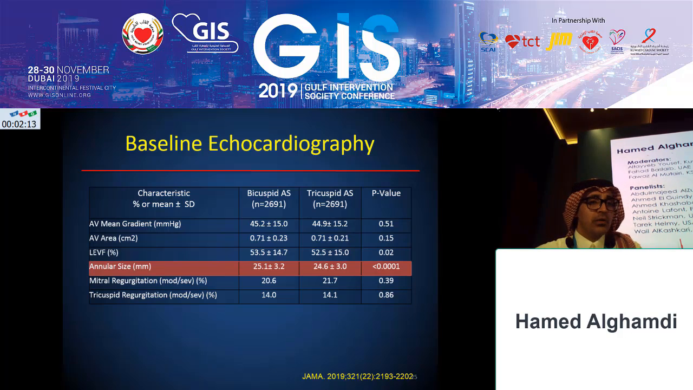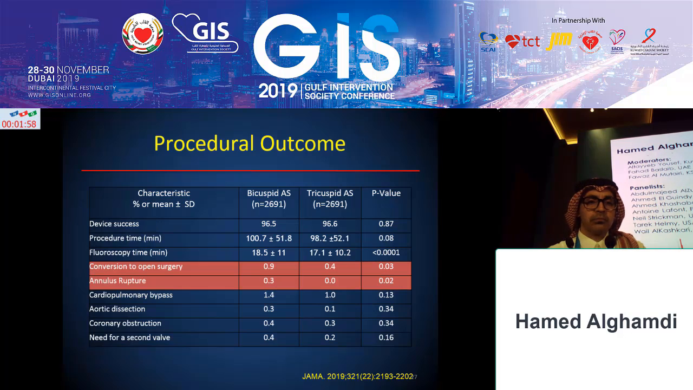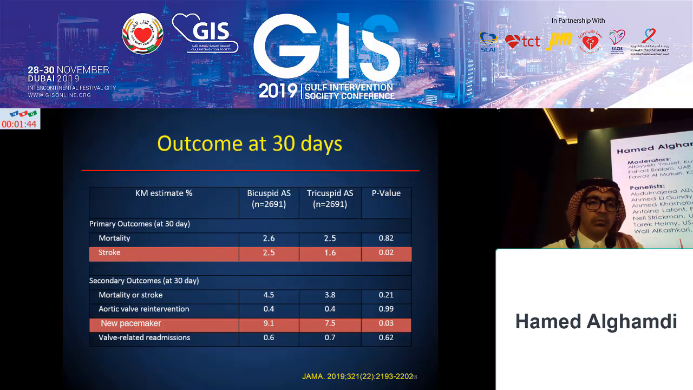Echo showed that the annular size was significantly larger in the bicuspid aortic valve, and that's clearly reflected in the size of the valve used. It tends to be larger compared to the tricuspid patient. In bicuspid, they had more risk of conversion to surgery and also annular rupture, but the absolute number is still very low, less than 1%. The stroke, the primary outcome at 30 days, was higher in bicuspid patients, but there was no mortality difference. But that increase in stroke disappeared at 1 year.